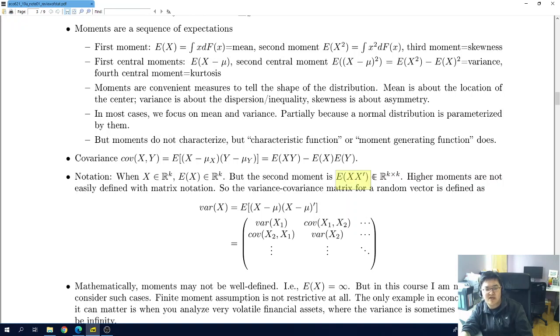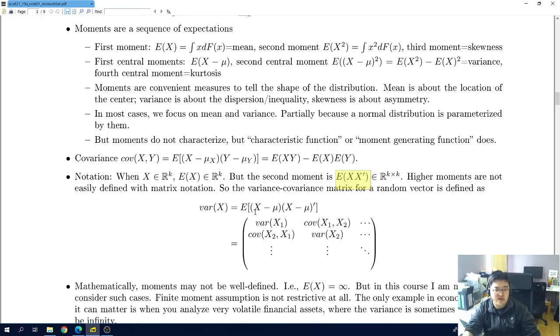Higher moments are not easy. Up to the second moment, it's not a big problem. But when you have the third moment, it's very complicated because you have to think about all possible combinations of three numbers. So it's not easy to define with two-dimensional matrix notation. Matrix on paper is only two-dimensional, so third moments are not handled here. This is another reason why we are using the first two moments. It works well with our matrix notation.